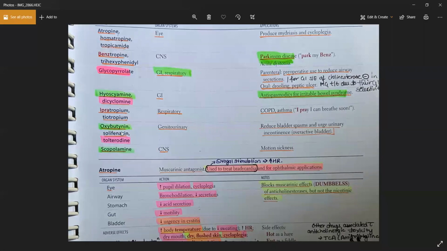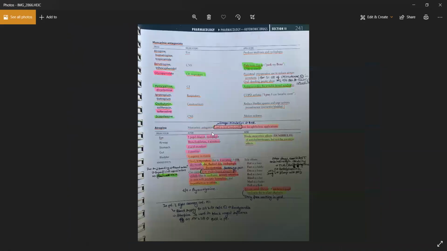Okay, then oxybutynin, tolterodine, and solifenacin. Oxybutynin, solifenacin, and tolterodine are for the urinary tract area, and what do they do? They will reduce the bladder spasms. So you will use them in the treatment of incontinence or in the case of overactive bladder. Very much important to know.